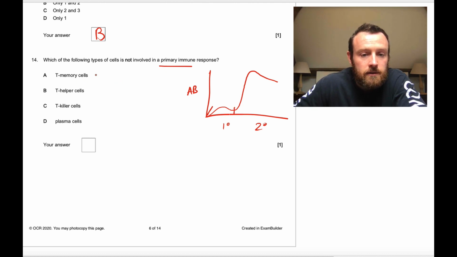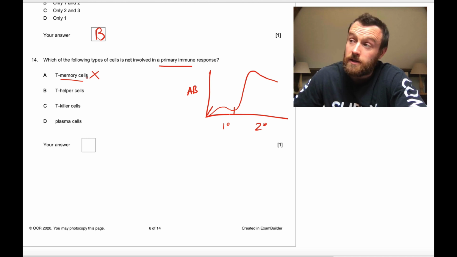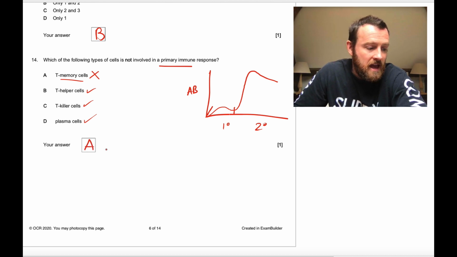So, yeah, these ones, they're not involved. Memory cells. There is no memory of the pathogen if it's the first time you've met it. Helpers are involved, killers are involved, plasma cells are involved, so the answer is A.